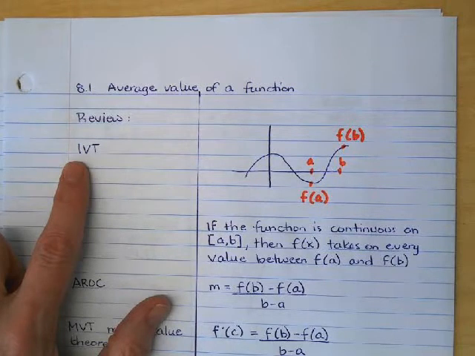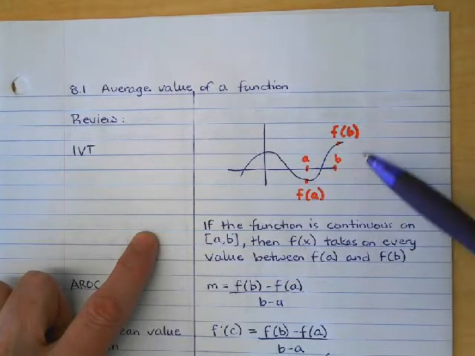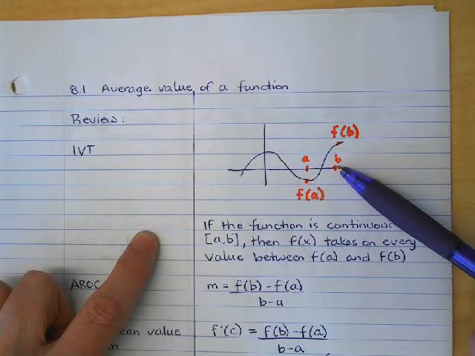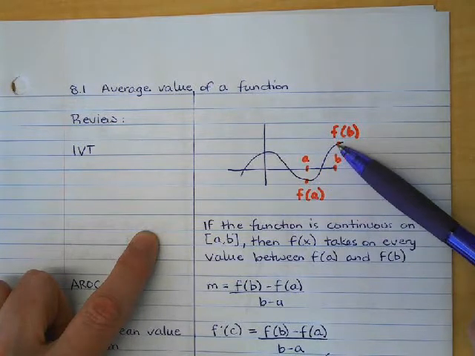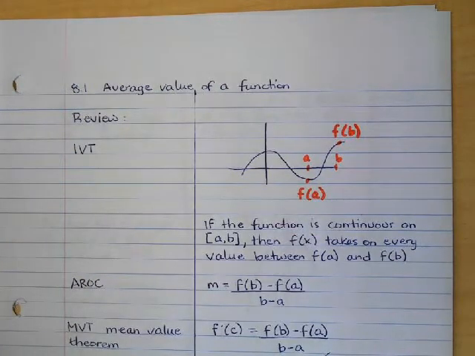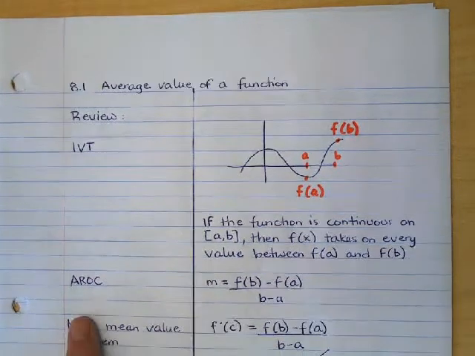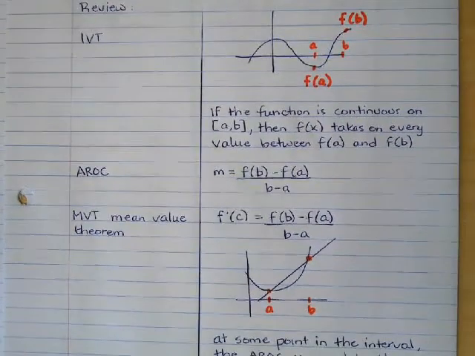Okay, we had the intermediate value theorem. It basically said, let's say you have some continuous function on an interval. It has to take on every y value between f of a and f of b; it can't skip a value. Okay, so that was the intermediate value theorem. Average rate of change, that was slope. We've been dealing with slope for a long time.